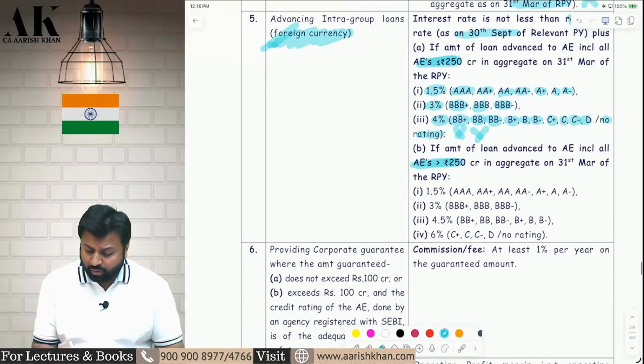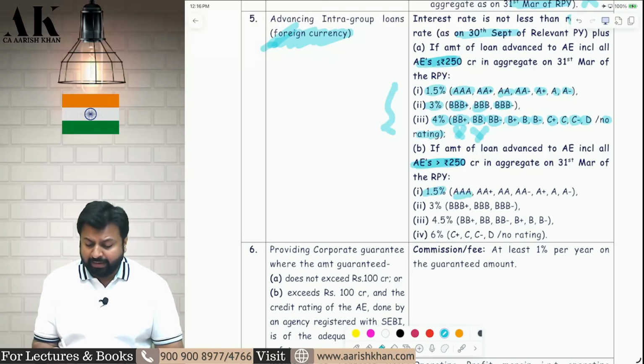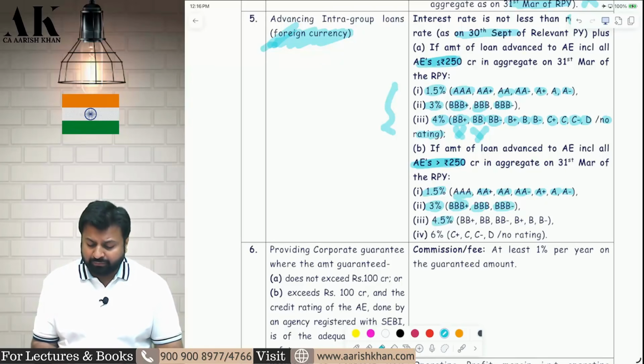Next, if the loan amount is greater than 250 crores, then there are 4 options now. Here it was 3 options; here there are 4 options. 1.5% for AAA, AA plus, AA minus, A plus, A minus, over the reference rate on 30th September if the loan amount is more than 250 crore. For BBB plus, BBB minus, 3%. 4.5% for BB plus, BB minus, B plus, B minus. And 6% plus the reference rate on 30th September for C plus, C minus, D, or no rating. Again, no limit of 100 crores.